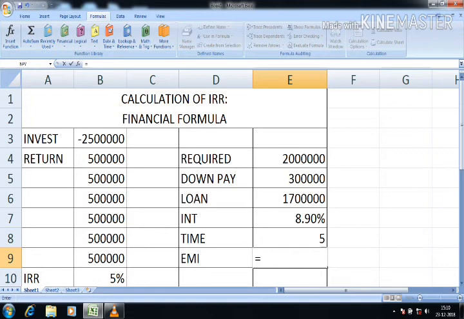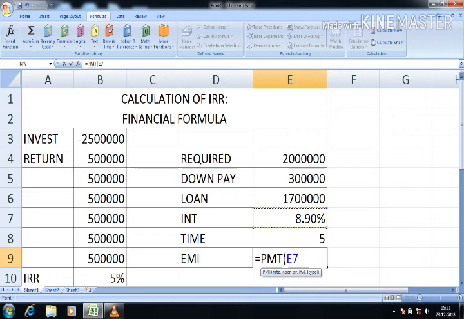Now equal to, then PMT. Now within bracket, first I have to give the rate of interest. Whenever I am giving the EMI per month, the rate of interest should also be per month. Now here if per month interest is given, then you don't need to do anything. But if it is given per annum.